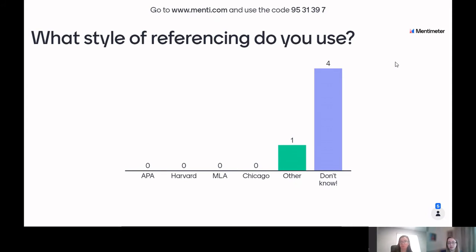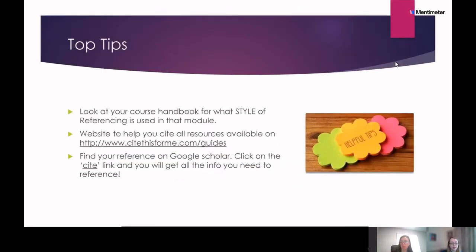So there's a few places you can check. Looking at your course handbook for the style of referencing that is used in that module. And you can also have a chat with your lecturer to see what referencing style you can use. And there's a website you can go to, to help you cite all resources available. And then you can also find your reference on Google Scholar. So click on the site link and you'll get all the info you need to reference.